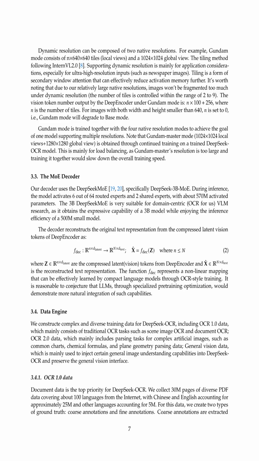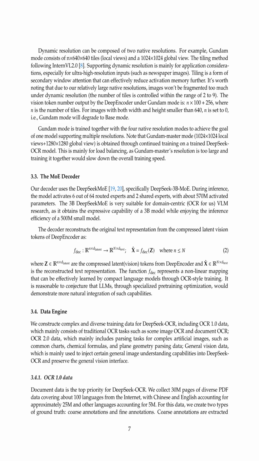Gundam mode is trained together with the 4 native resolution modes to achieve the goal of one model supporting multiple resolutions. Note that Gundam-Master mode, with 1024×1024 local views plus a 1280×1280 global view, is obtained through continued training on a trained DeepSeek-OCR model. This is mainly for load balancing, as Gundam-Master's resolution is too large and training it together would slow down the overall training speed.